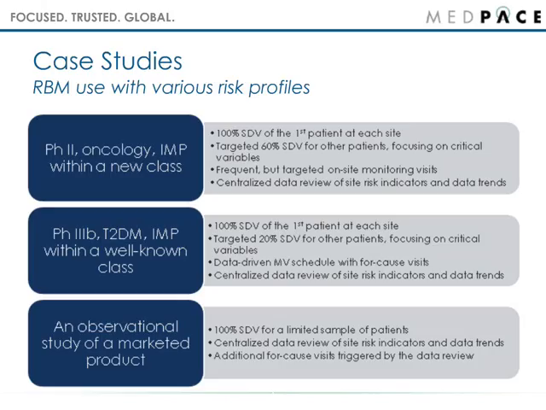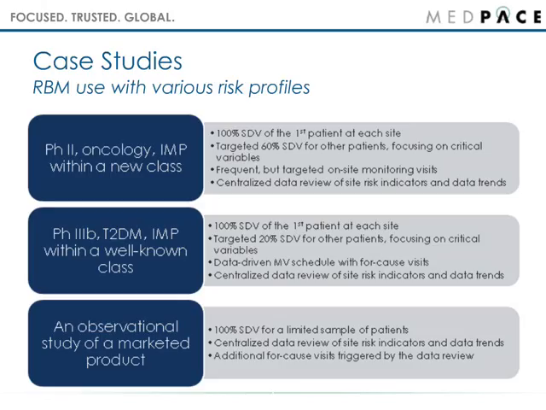Second example is a phase 2B type 2 diabetes mellitus study with an investigational product that is a member of a well-known class, among which there are a number of approved agents. We would take an approach of 100% SDV of the first patient at each site, targeted 20% SDV for other patients, focusing on critical variables, a data-driven monitoring visit schedule with for-cause visits otherwise, and again, the centralized data review.